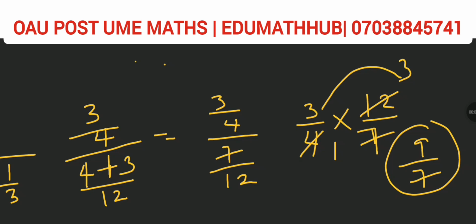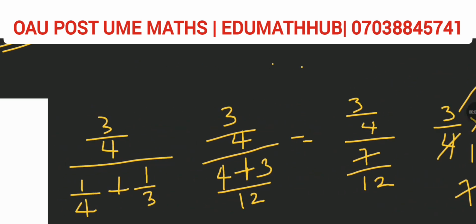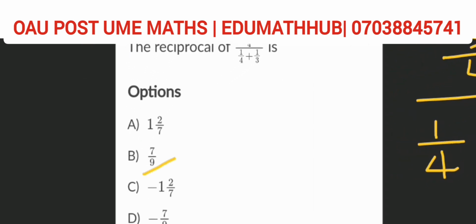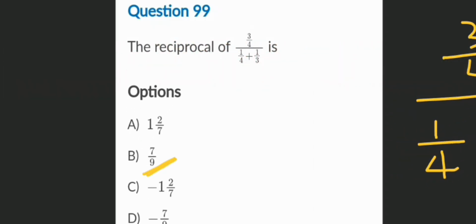So you have to flip this up. So that will give you 7 over 9 as the final answer. Then you move to your options and check for 7 over 9. So you can see 7 over 9 right here. So that's the answer to that question.